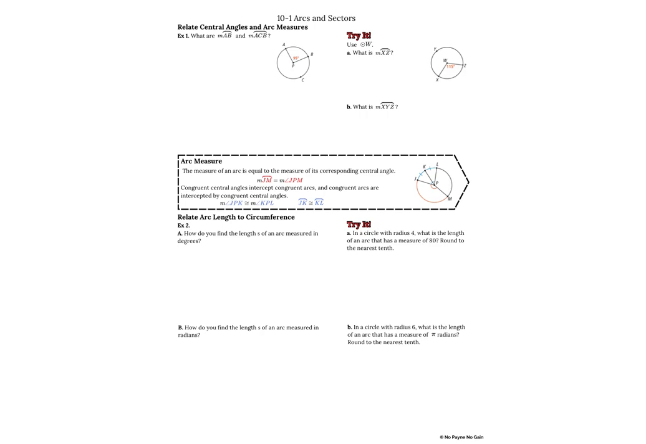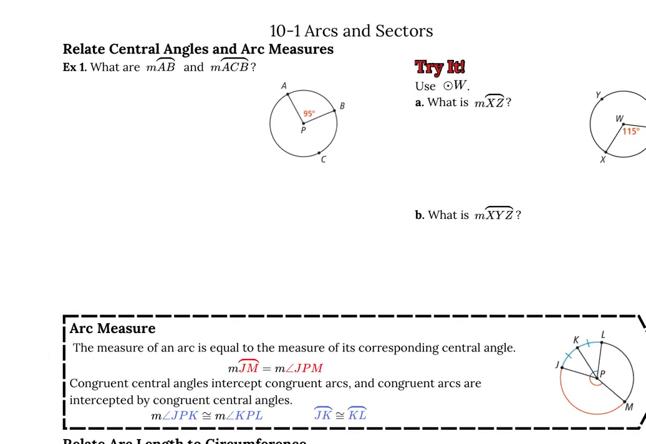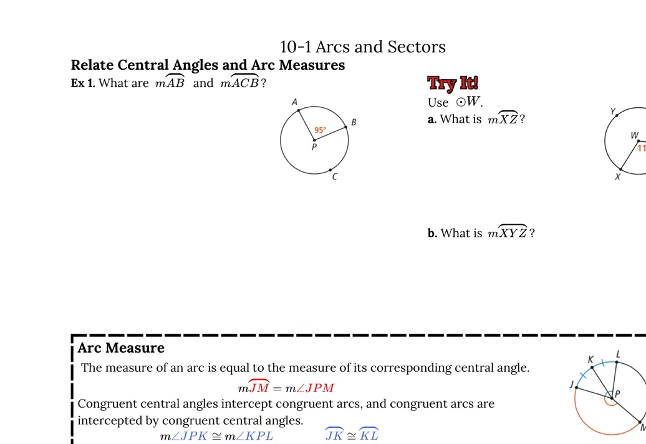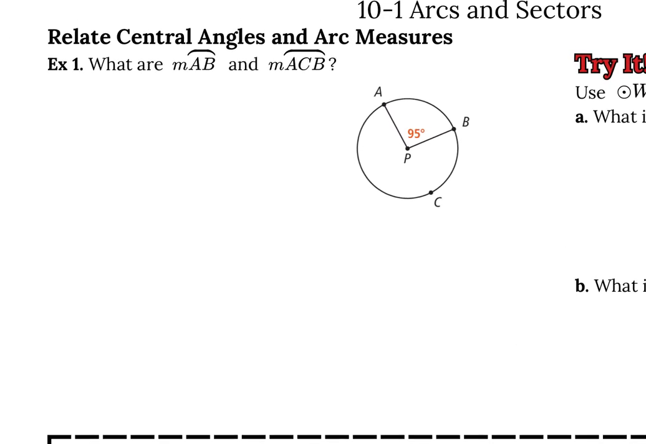Right, we're taking a look at 10.1 arcs and sectors. Okay, so example 1, we need to relate the central angles and the arc measures. We need to find what the measure of arc AB and the measure of arc ACB are. The first thing we're going to do is talk about some different types of measures.